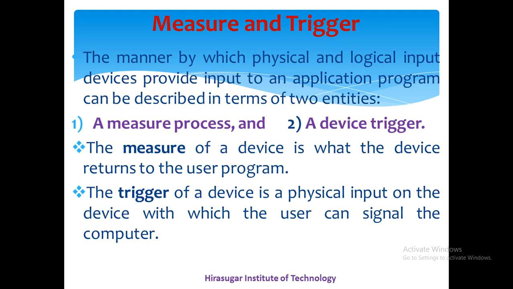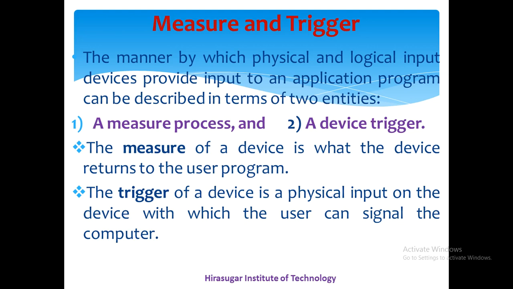Then trigger. The trigger of a device is a physical input on the device with which the user can signal the computer. When it returns that input, x and y as integers if I use the mouse as a locator device, to my program, that is the trigger. Most of the time the mouse returns input to your program when you release that left button.